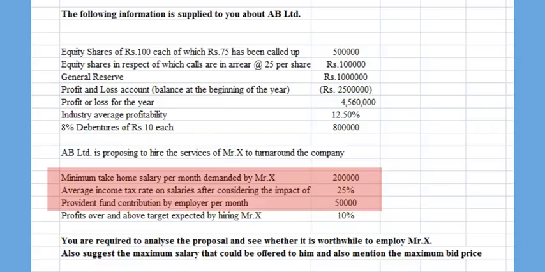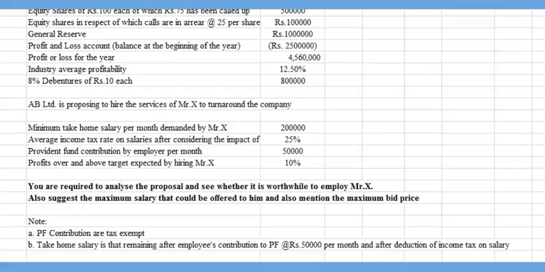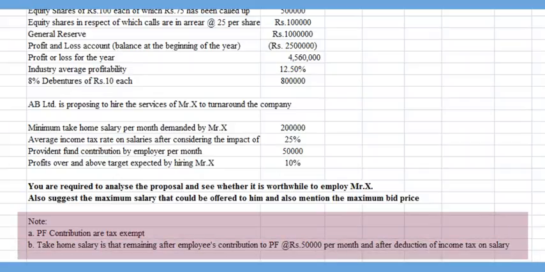Provident fund contribution by the employer per month 50,000. Profits over and above target expected by hiring Mr. X 10%. You are required to analyze the proposal and see whether it is worthwhile to employ Mr. X. Also suggest the maximum salary that could be offered to him and also mention the maximum bid price. Couple of notes are provided in relation to the above question. They are A. PF contribution are tax exempt. B. Take home salary is that remaining after employee's contribution to PF at rupees 50,000 per month and after deduction of income tax on salary.